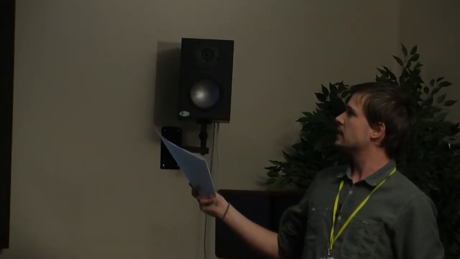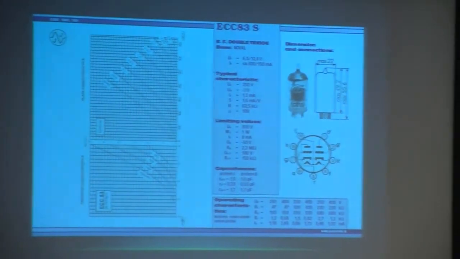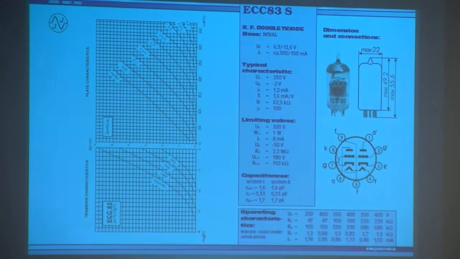So, looking at a basic data sheet, this is the ECC83, probably one of the most common small signal triodes, double triodes. This data sheet tells us all sorts of useful information, typical characteristics and heater current requirements. It also shows us some very useful curves.